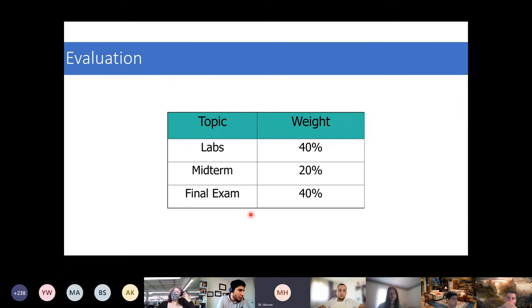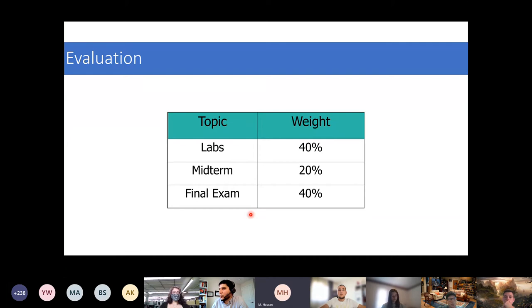For evaluation, the labs are 40%. As I said, the labs are the main component really in this course. And you will see in the lab document, at the very beginning of the lab, what is the percentage of this lab as a total. I guess lab zero is 5%, if I remember correctly.